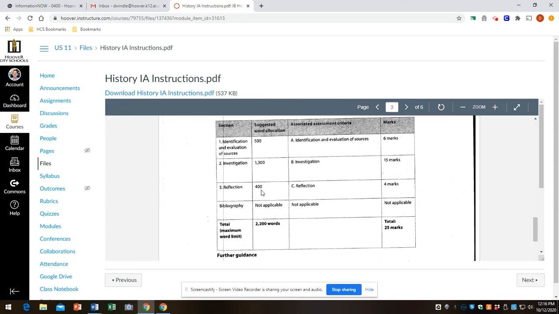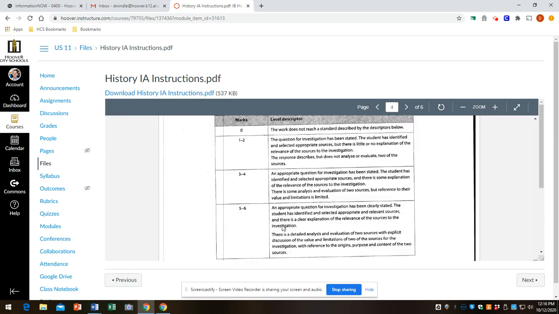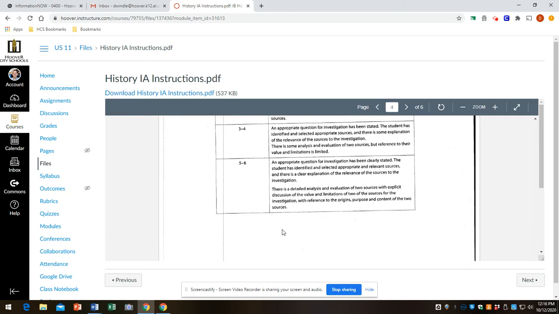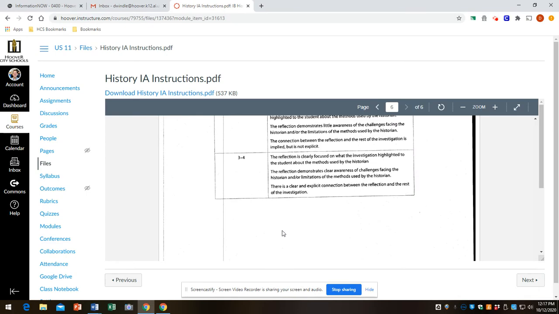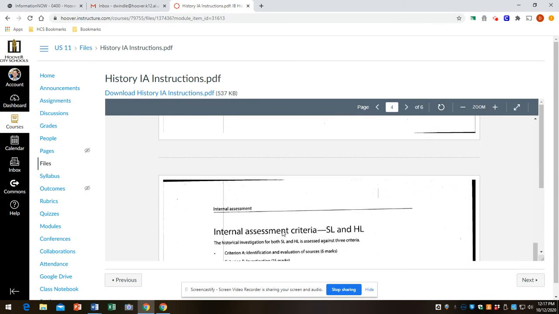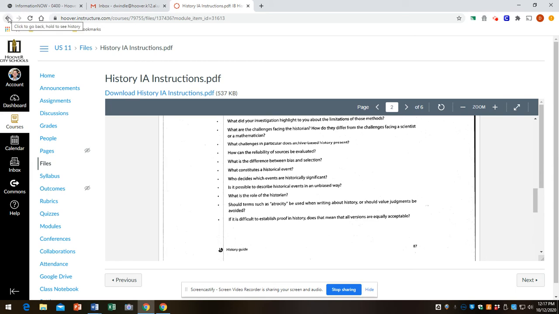However, the suggested breakdown of those 2,200 words among the three parts is just a suggestion. If you want your investigation to use 500 words and take 100 each from the identification of sources and the reflection, that's fine. But 2,200 words overall. And the rest of this are the rubrics for each of the three sections, which you should look at very carefully, but not right now. So that's essentially what the IA is.